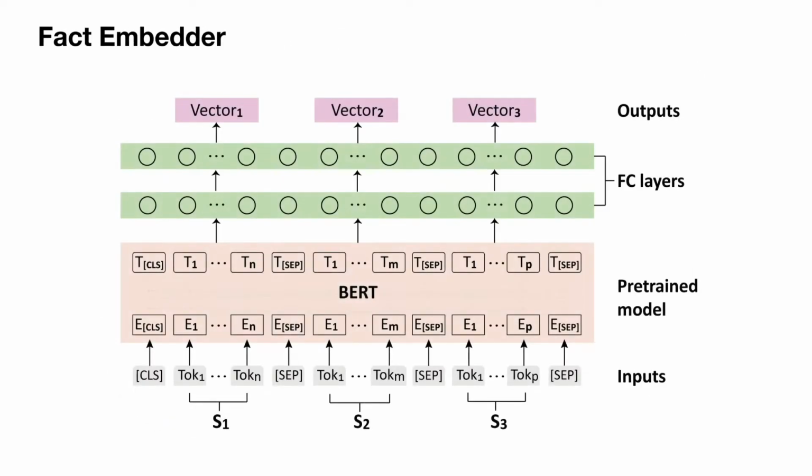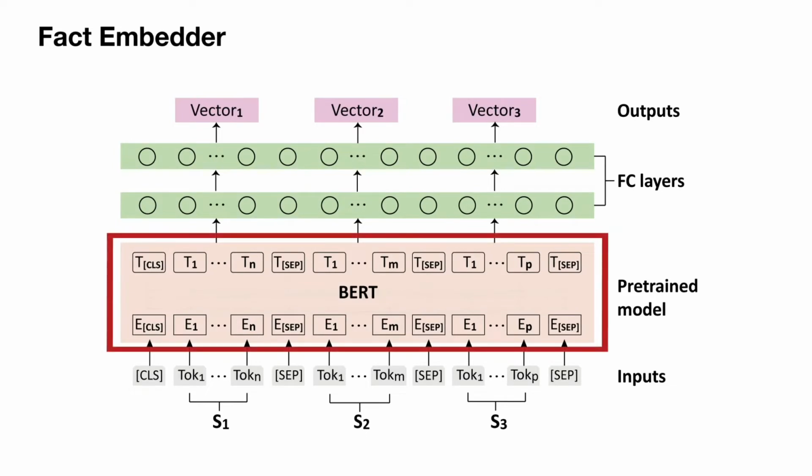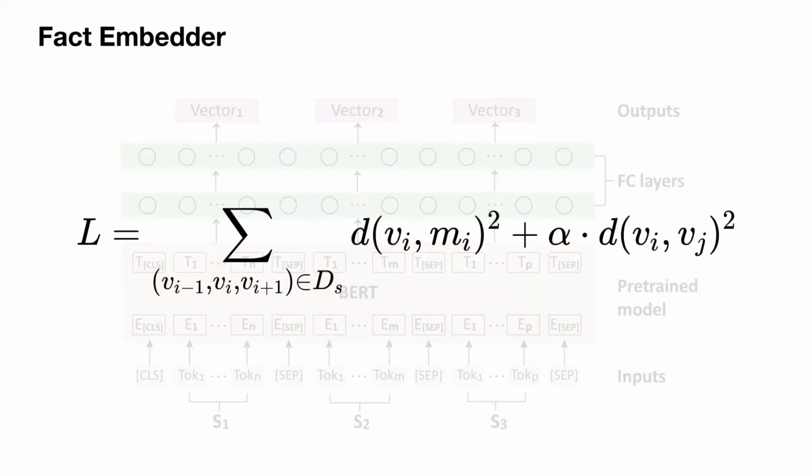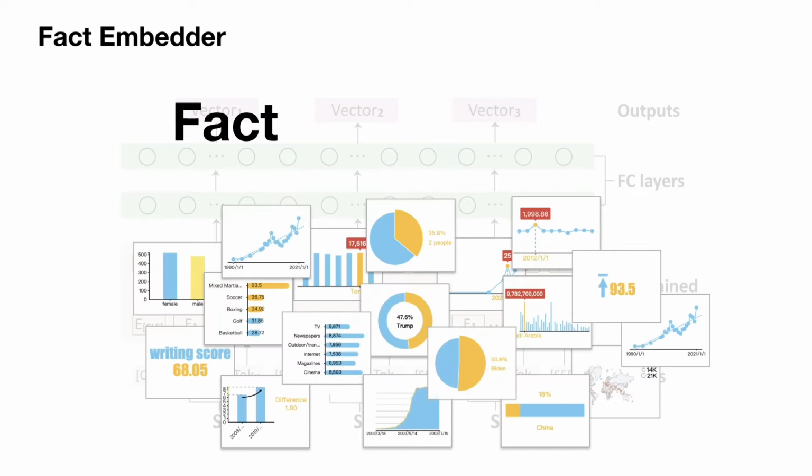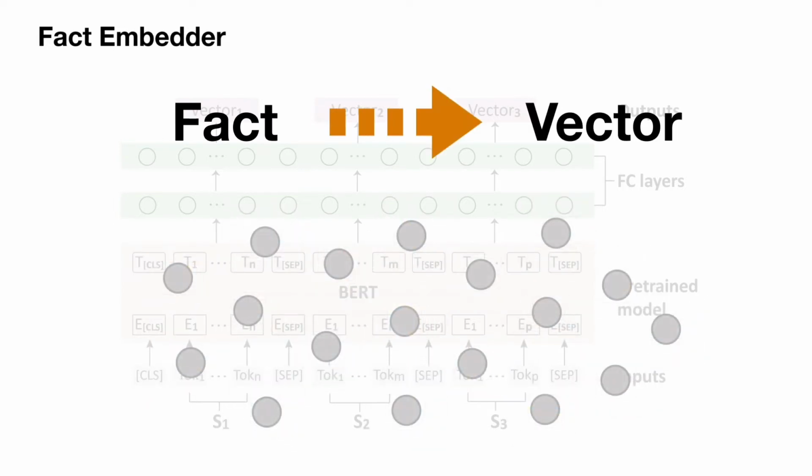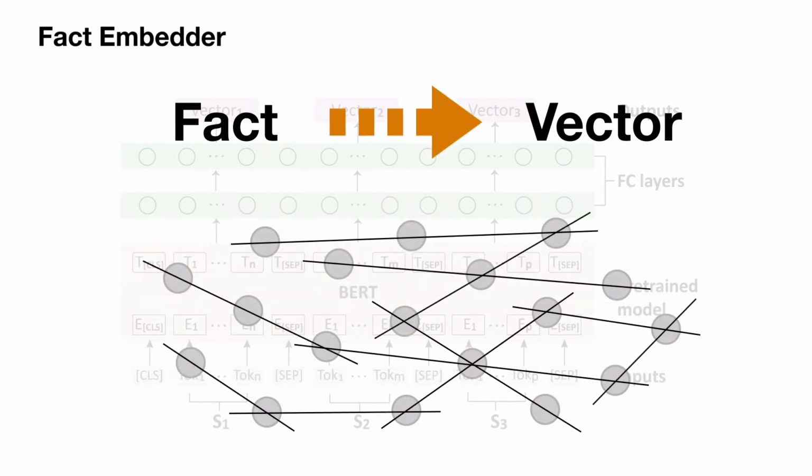The fact embedder employs a BERT-based deep embedding model fine-tuned on a novel loss function to project data facts into a vector space in which logically related data facts are lined up, so that a linear interpolation can be correctly calculated in the vector space.